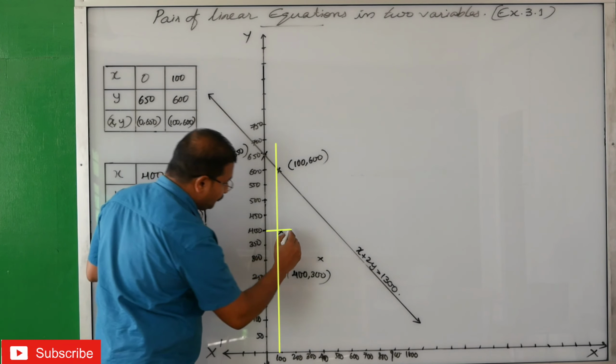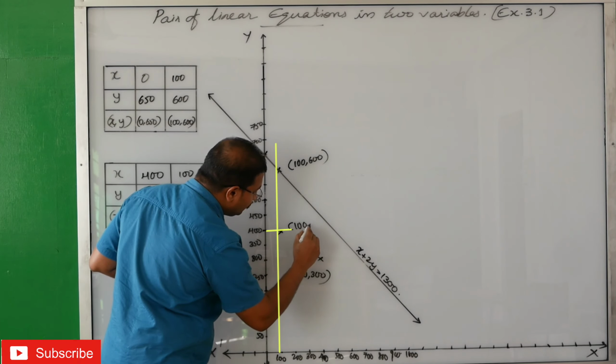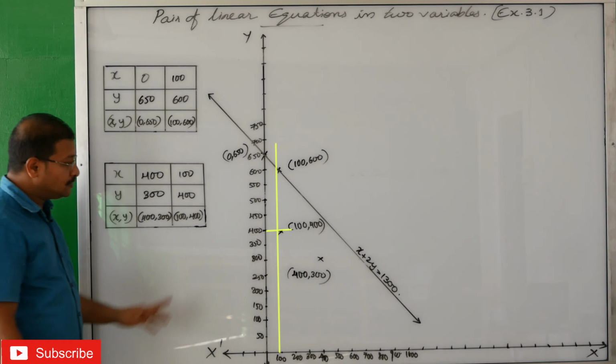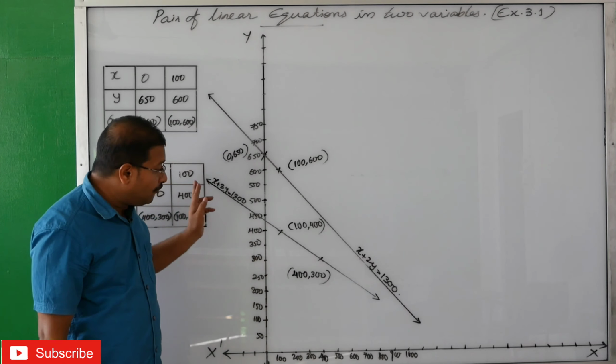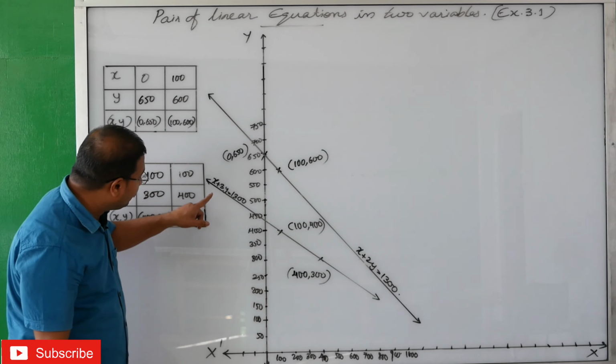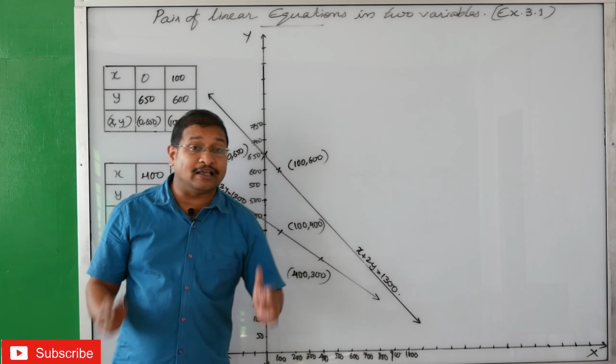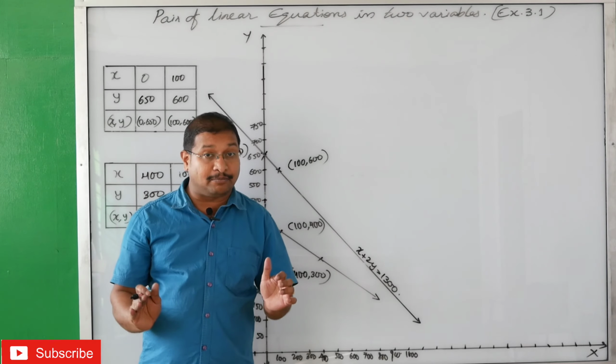What is that? (100, 400). Ready? So let us join this. See, now we got one straight line, isn't it? So we will write here x plus 3y equals 100. This is the graphical representation of question number 2.